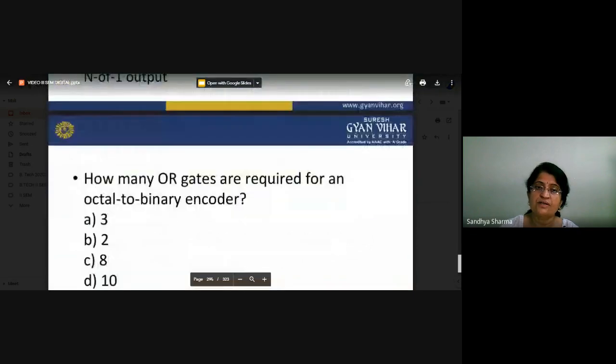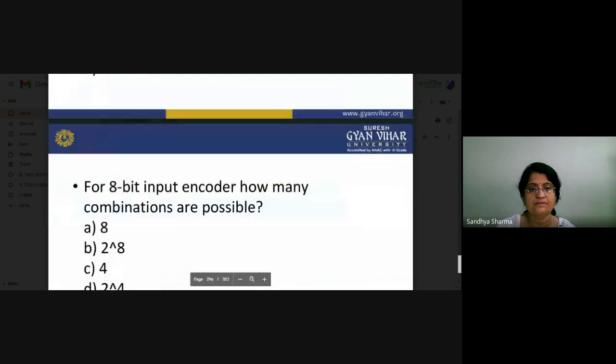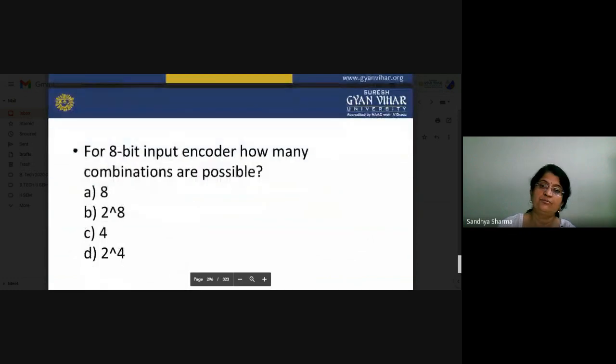Now we will switch to the OR gate. So when you have to design an octal to binary encoder, how many OR gates do you require? For this, you have to make a table, and by making a table you can see what type of circuit diagram we require. This is only with the help of the K-map method. Again, we will see an 8-bit input encoder, how many combinations are possible.